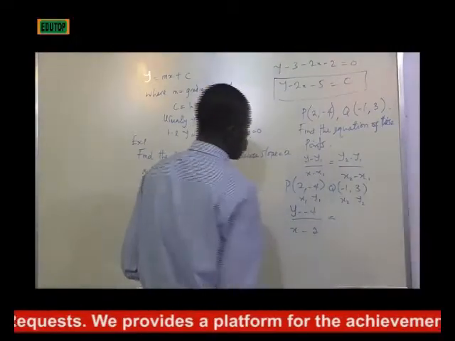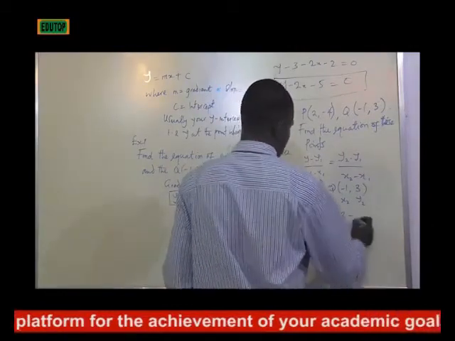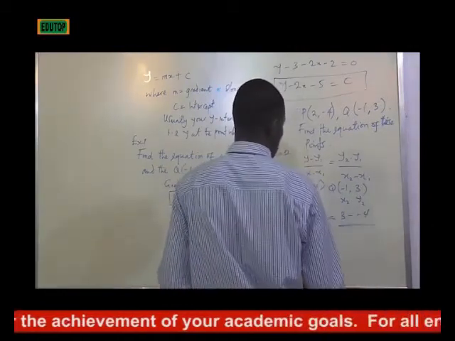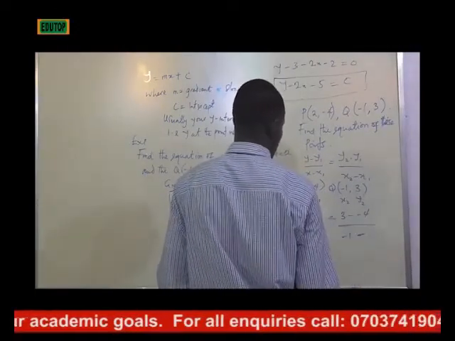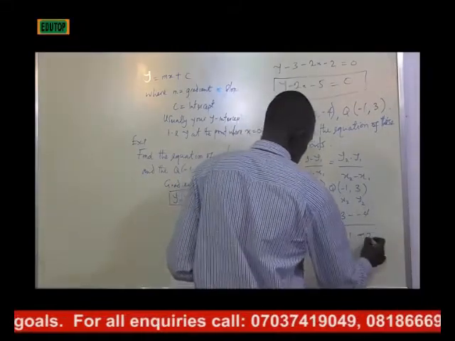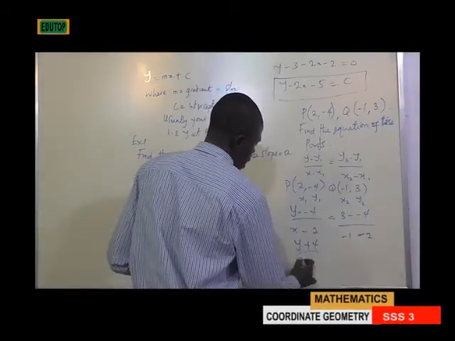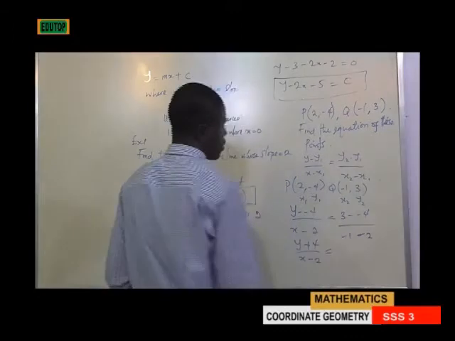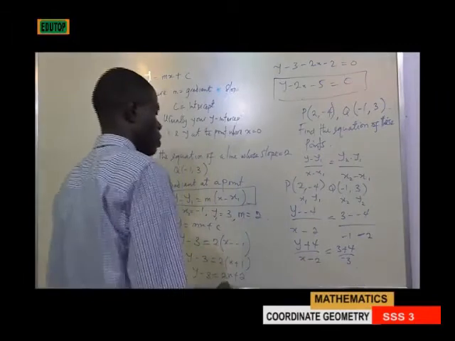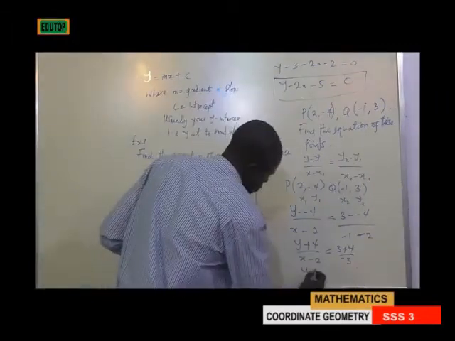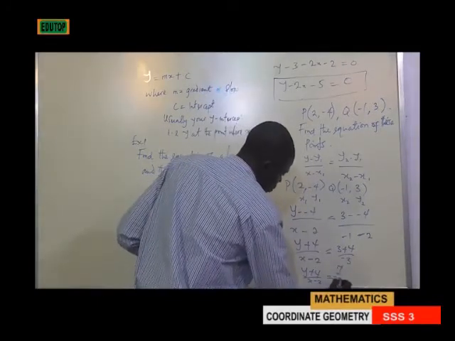y minus 2 equals y2 minus y1 over x2 minus x1. x1 is 2. Then automatically this becomes y plus 4 over x minus 2 equals, what is this? This is 3 plus 4 over minus 3. So here we're going to have y plus 4 over x minus 2 equals 7 over minus 3.